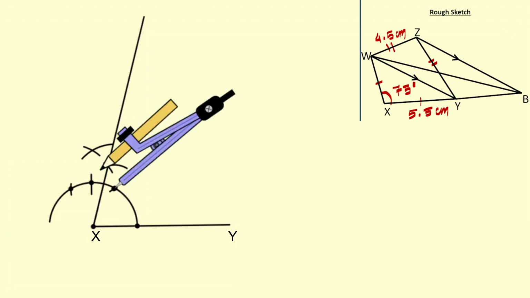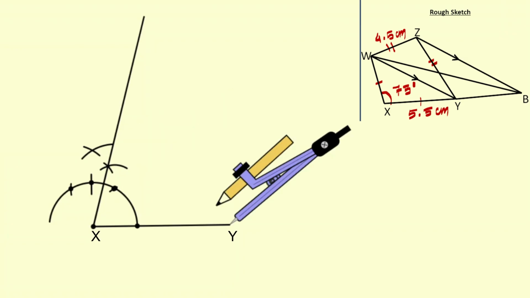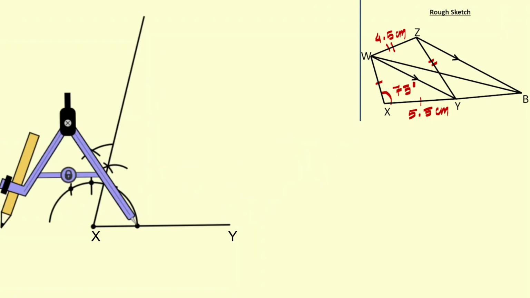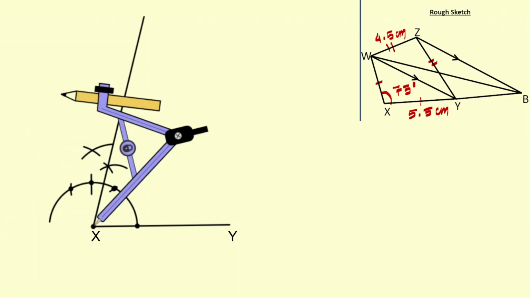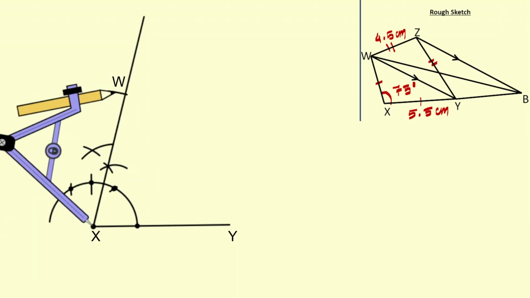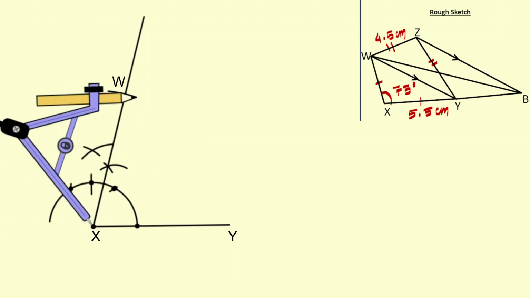So this line is 5.5, right? So I'll be measuring the same line. This is 5.5 arc radius in my compass. Now I'll cut over here. Okay, this one is, of course, W. And WZ, or ZW, is 4.5 centimeter.